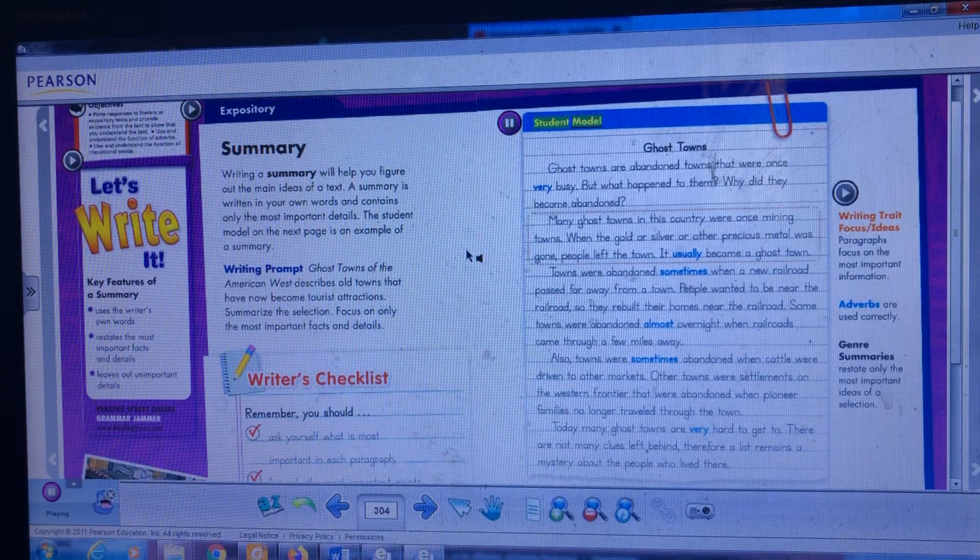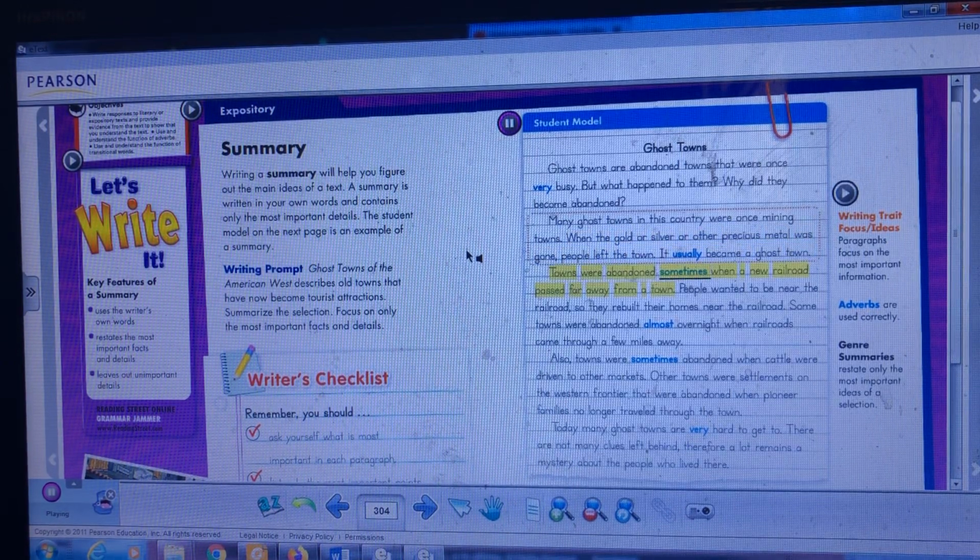Student model. Ghost towns. Ghost towns are abandoned towns that were once very busy. But what happened to them? Why did they become abandoned? Many ghost towns in this country were once mining towns. When the gold or silver or other precious metal was gone, people left the town. It usually became a ghost town.